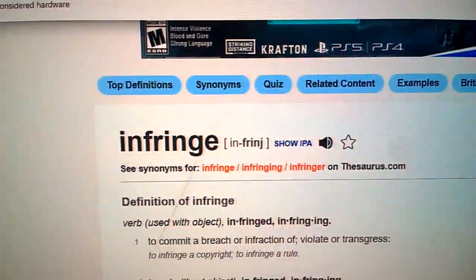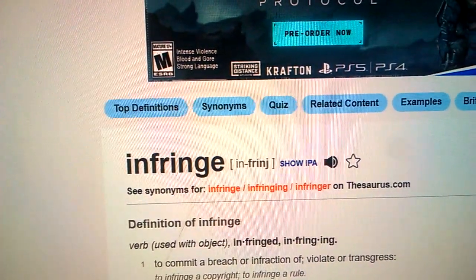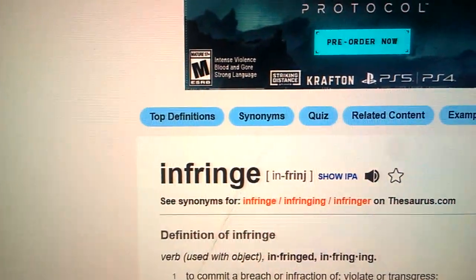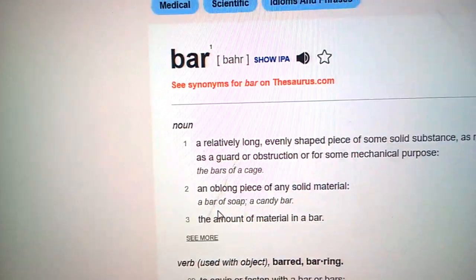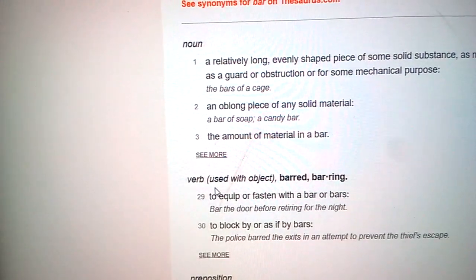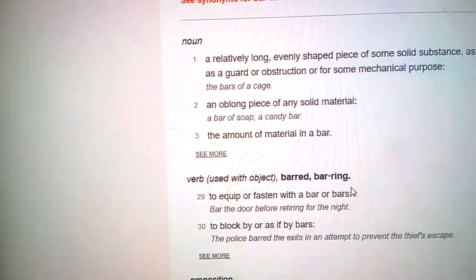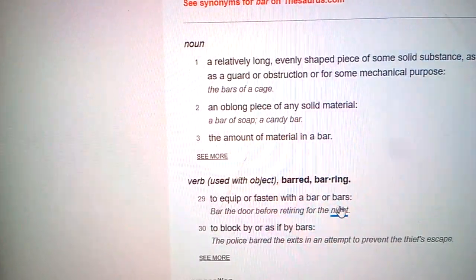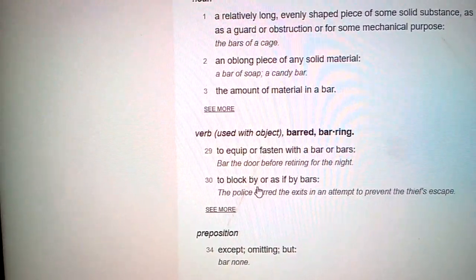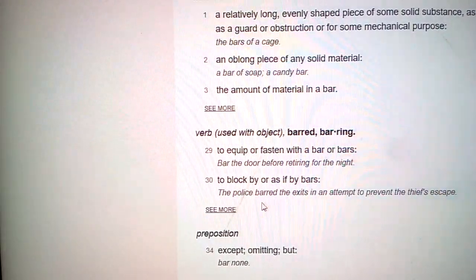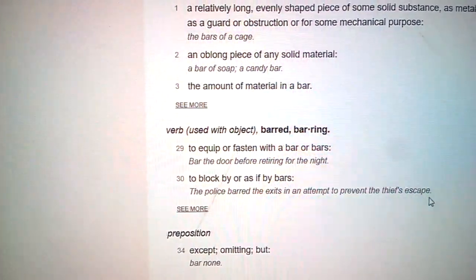All right, infringed. Bars. Let's see if it comes up as a verb. Verb, used with object, barred or barring. To equip or fasten with a bar or bars. No, that wouldn't be barring. Oh, to block by or as if by bars. The police barred the exits in an attempt to prevent the thieves' escape.